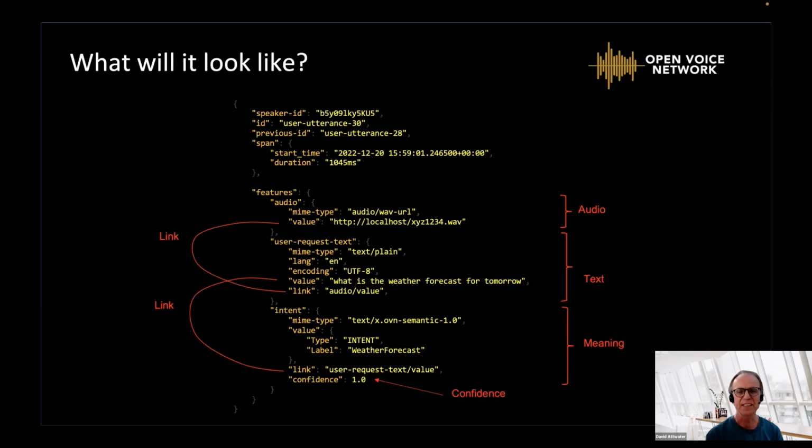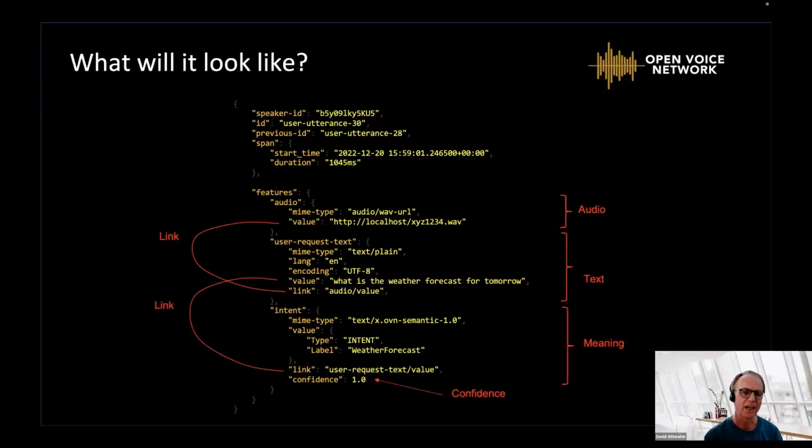You'll see we're choosing to represent events in JSON, although we're anticipating that there will probably be a well-defined conversion into things like YAML and XML as well. So that can be straightforward. You'll see here we have a representation, we have a speaker, an ID, we have a span, just as you saw in the graphic. We see these various features. We have an audio feature, a request text feature, and an intent feature.